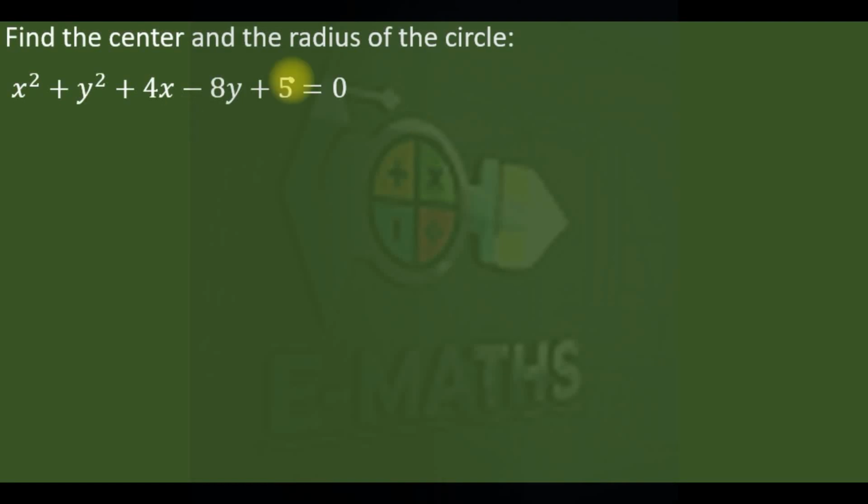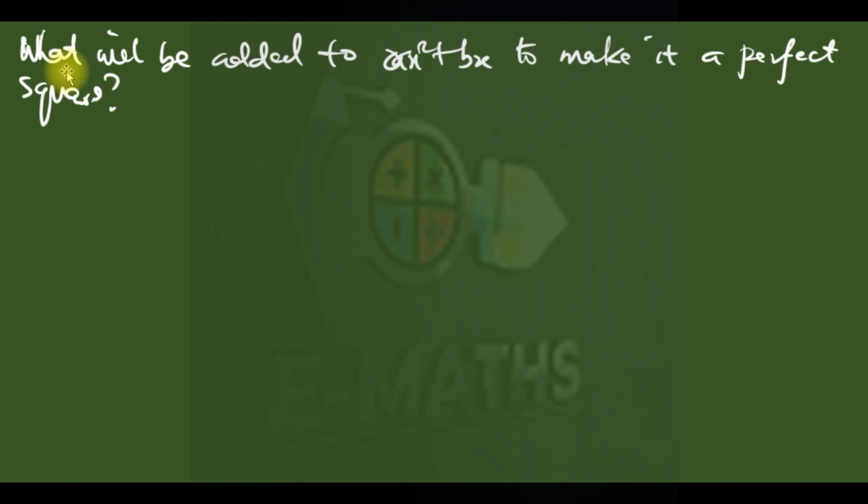We have to find the center and the radius of the circle given the equation. So before we solve this, we need to revise our perfect square quadratic function. What will be added to a quadratic function to make it a perfect square? So assuming we ask this question, what will be added to this quadratic function ax squared plus bx to make it a perfect square?